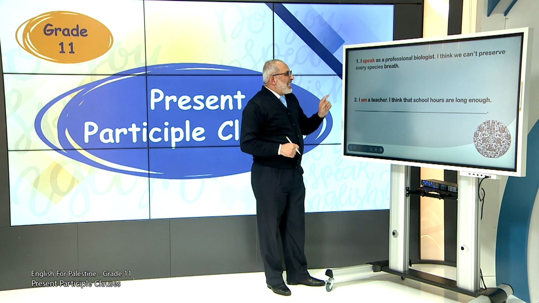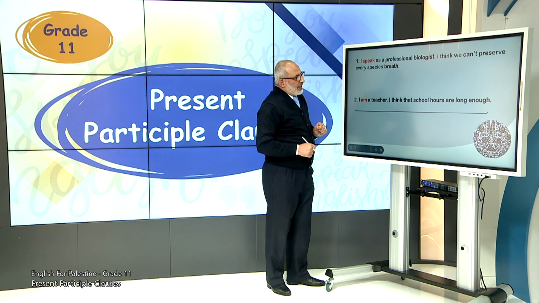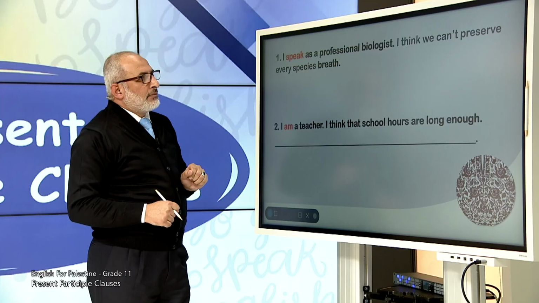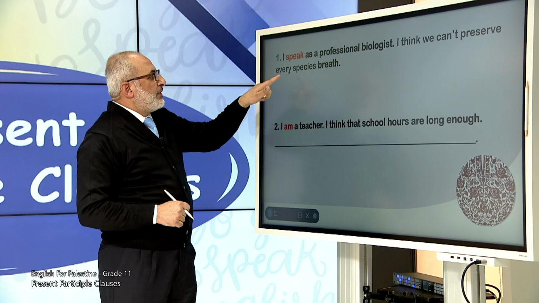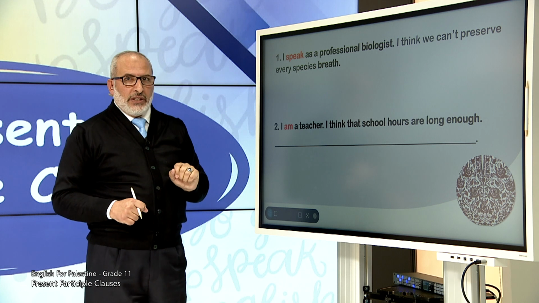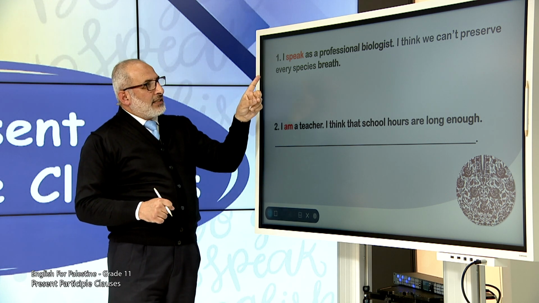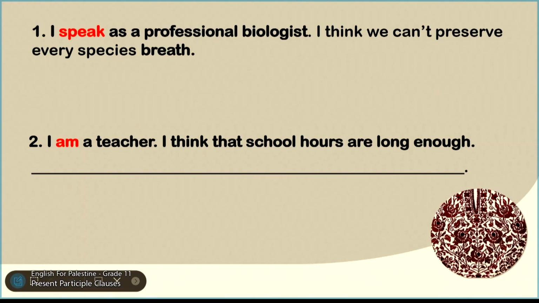Number 1, I speak as a professional biologist. I think we can preserve every species' breath. Again, if you look at this sentence, or actually these are two sentences. Here we have sentence 1 and sentence 2. Is it a cause and result, a cause and effect sentence? I mean, do we have reason and result? Of course not. Here we have, I speak as a professional biologist.